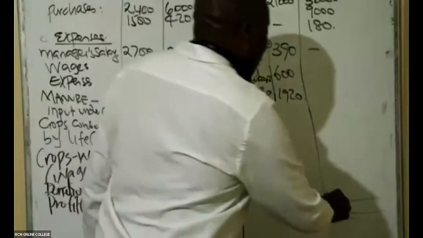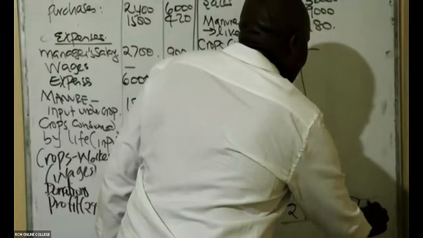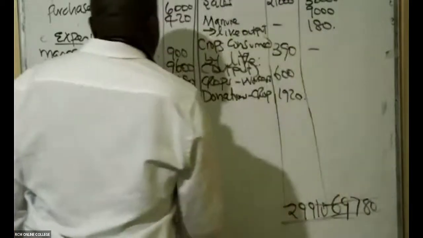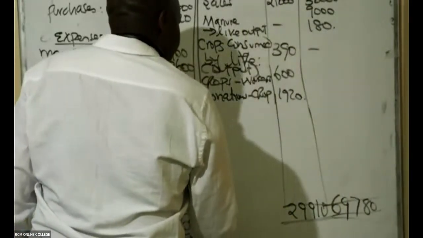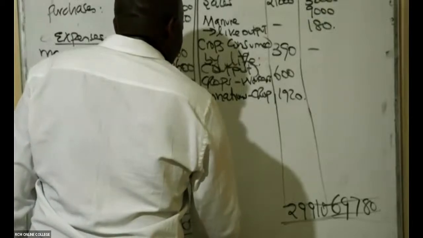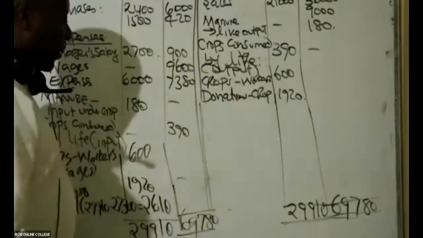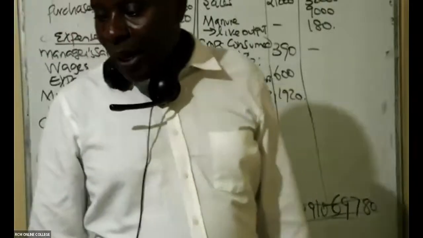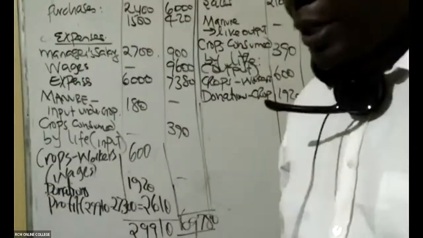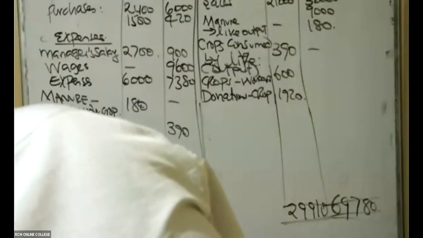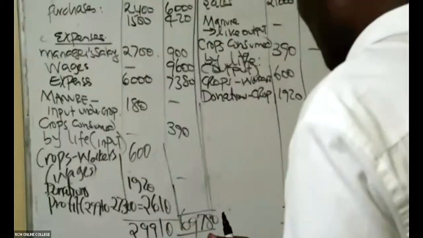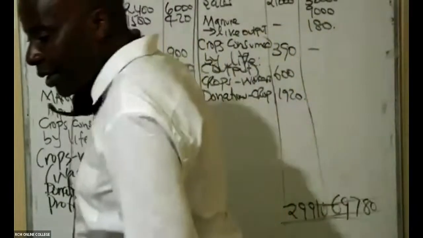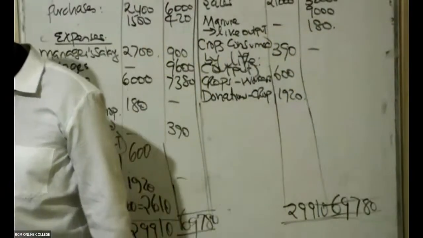69,780 is bigger. So if the credit is the one that is bigger, then again, we have made a profit. A profit of how much? Thank you, Isaac. Can somebody tell me the profit here?